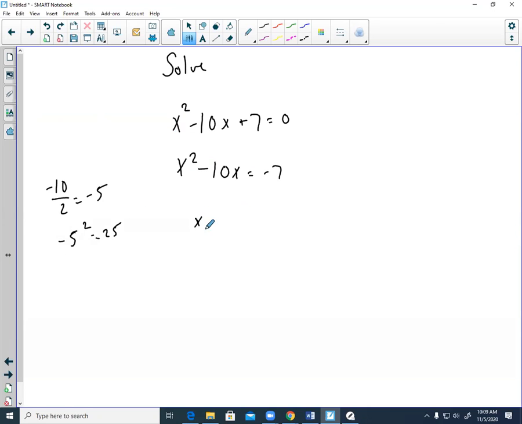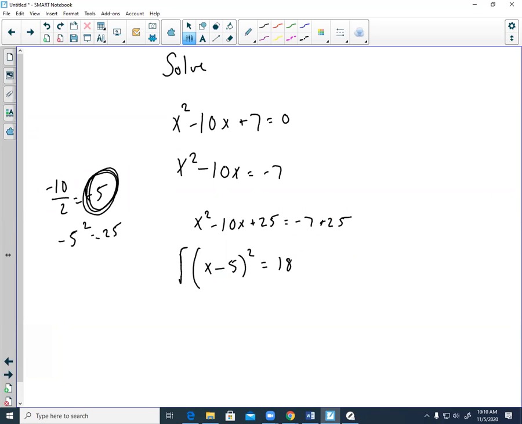So then I'm going to be left with x squared minus 10x. This is the thing we're adding to both sides, so plus 25. The biggest thing that I see is that people forget to add that 25 to both sides of the equation. So now we can factor, and this will factor into x plus that number right there. That number was -5, so x plus -5 is the same thing as x minus 5. And then -7 plus 25 is positive 18.